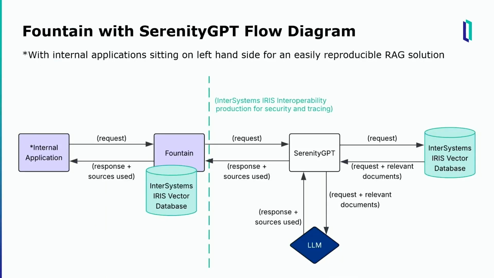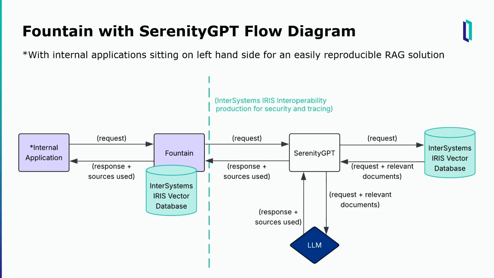So I have a flow diagram here, which shows the setup of what we are using now with Serenity. On the left-hand side, you'll see that instead of listing a couple of internal applications, this could be really any internal application that we have. If another team at InterSystems came to us and said, we have a new source, we have new docs, we want to feed these in, we want our own chatbot, it's extremely easy to fit those in on the left-hand side and add them to the existing architecture. So internal applications only speak with Fountain. They send their requests to Fountain, and they get their response and resources back from Fountain.